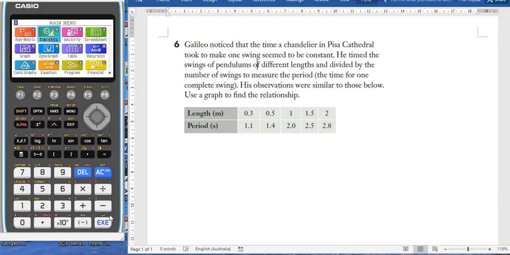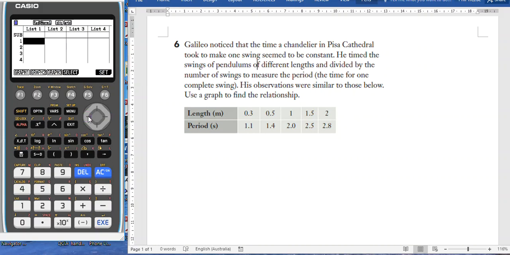We need to go into stats mode and then enter the raw data in the lists. The first list I'm going to use as length, and I'll just put the letter L at the top there. It doesn't make any difference whatsoever to the calculator, it helps me remember what's going on. So the length data in list number 1. In list number 2, once again, I'll put a label here so I don't mix things up down the track.